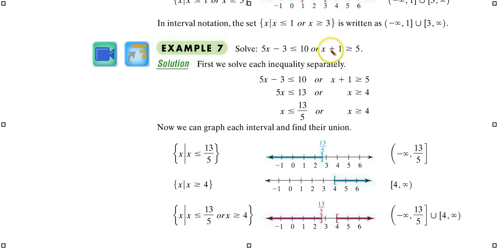So in example 7, we're going to solve this. Transpose the negative 3, makes it a 13, divide by 5. So this is part. The word or indicates union. And transposing the 1 as a negative 1 on this side becomes a 4. Then this is our other part. We graph them on a number line, and there is no intersection, but since this is an or, a union, we then put that in interval notation, joining our two parts with the symbol U for union.